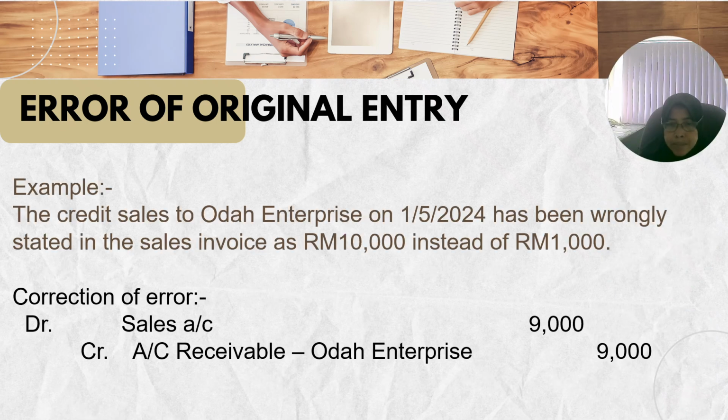Look at the example. The credit sales to Oda Enterprise on 1st May 2024 has been wrongly stated in the sales invoice as RM 10,000 instead of 1,000. So, how will you prepare the journal entry to correct the error? The journal entry to correct the error would be debit the sales account by 9,000 and credit the accounts receivable Oda Enterprise by 9,000.